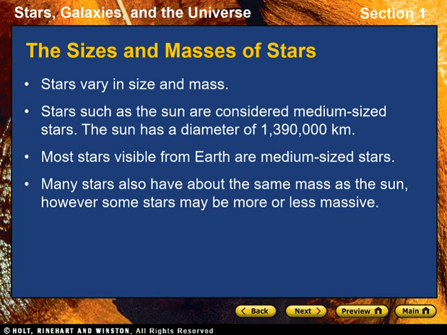Many stars also have about the same mass as the Sun, though some stars may be significantly more or less massive. Stars that are very dense may have more mass than the Sun and still be much smaller than our Sun. Less dense stars may have a larger diameter than our Sun, but still have less mass than the Sun.